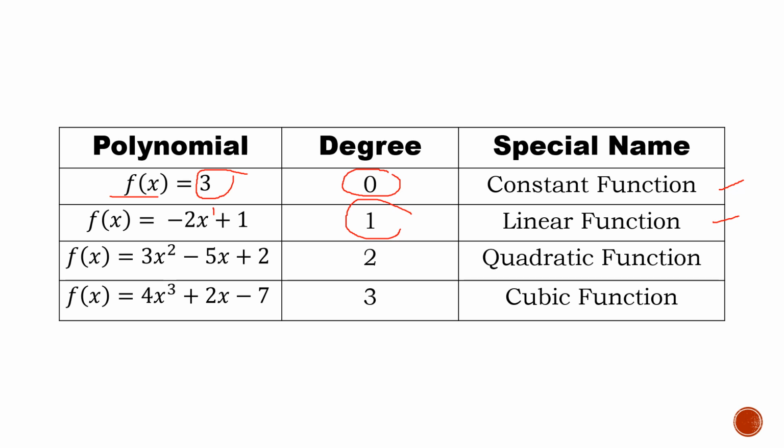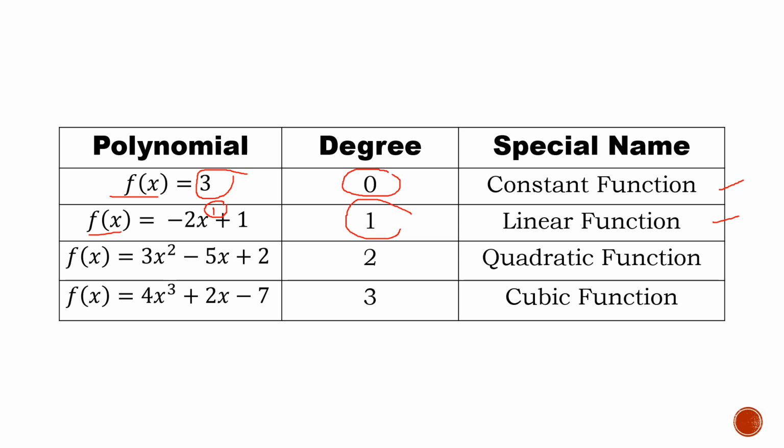This linear function represents a line wherein your f of x is equal to negative 2x plus 1, for example, wherein the highest degree that you can see in the given polynomial is 1. The exponent that you can see on the x variable, or the highest exponent on the x variable, is only 1, or equal to 1.